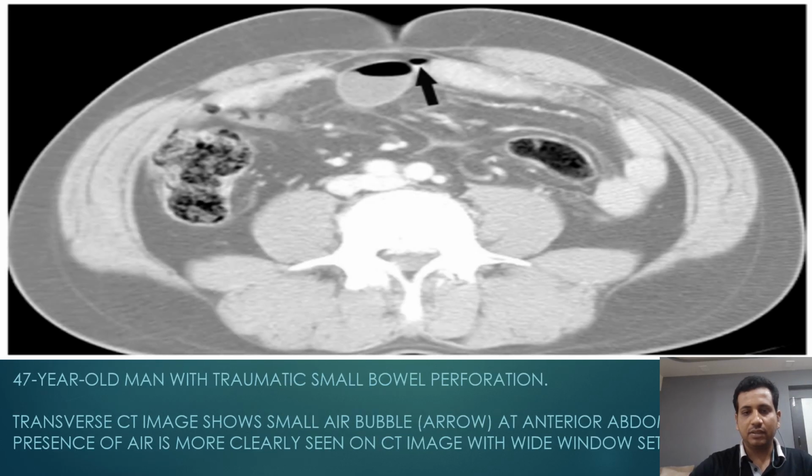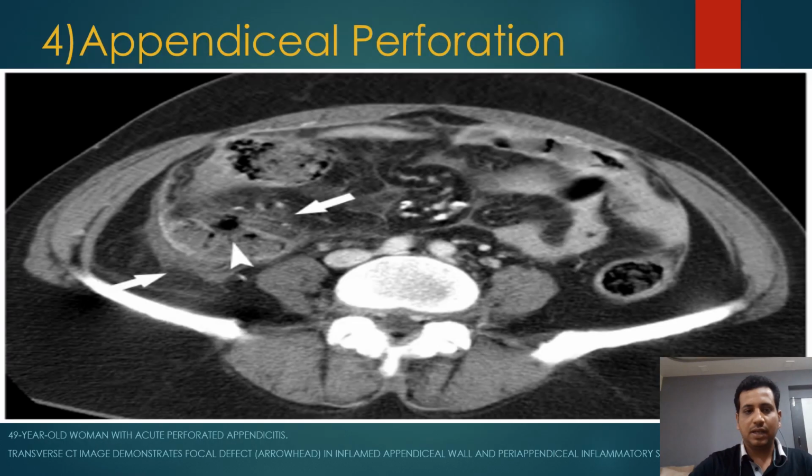Then coming to traumatic perforation. This is a traumatic small bowel perforation secondary to a knife injury. Here this is the knife injury site, and this small bowel perforation has resulted in free air outside the bowel wall. And then appendiceal perforation: free air will be limited, but there will be formation of a collection and inflammatory response in the surrounding region.